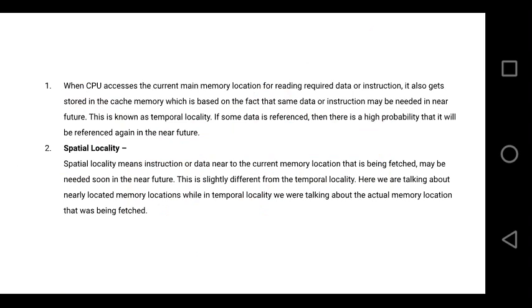So spatial locality of reference means instruction or data near the current memory location that is being fetched may be needed soon in the near future. This is slightly different from temporal locality. Here we are talking about nearby memory locations, while in temporal locality we were talking about the actual memory location that was being fetched.